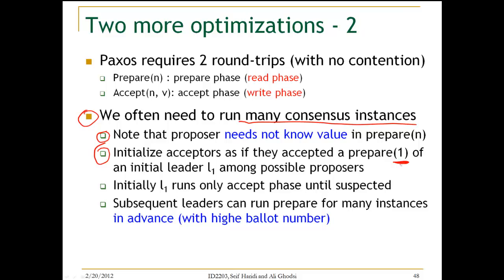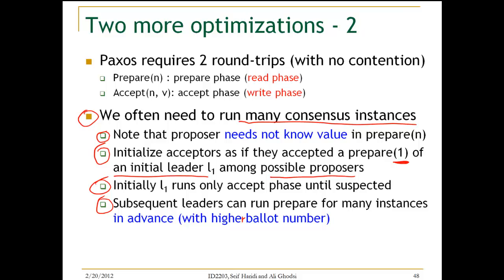So we initialize the acceptors as if they have already accepted prepare 1 of the initial leader among all possible proposals. And as long as the initial leader is running, the initial leader runs only the accept phase until it is suspected. Now, when it is suspected, some other leader with a higher proposal number will take over. So subsequent leaders can run prepare for many instances with a higher proposal number in advance, okay? For many instances, they can send one message with, say, prepare for instances number 5 to number 1000, with a higher ballot number, of course. And so they then need to run only the accept phase or the write phase.